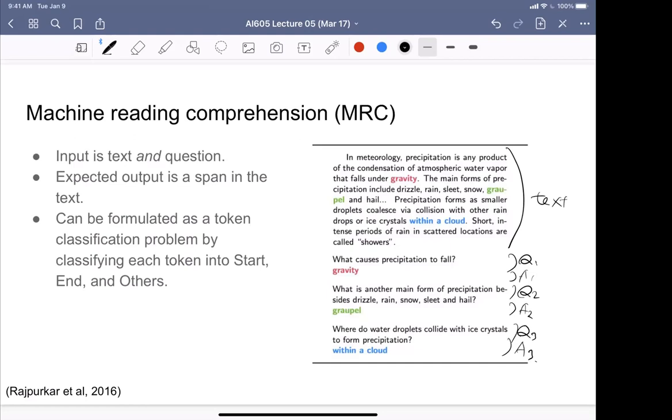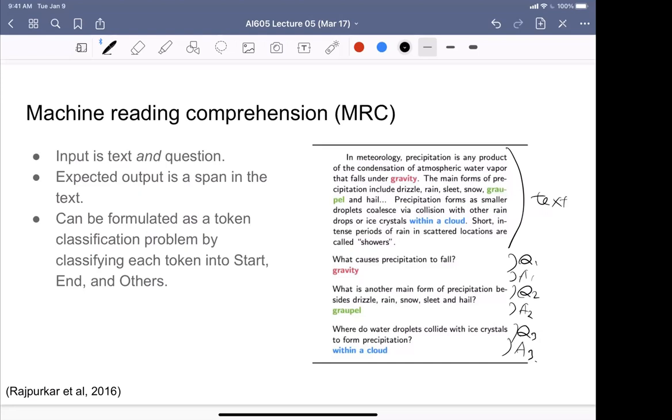I don't know how to pronounce that. And lastly, where do water droplets collide with ice crystals to form precipitation? And you also see that it's within a cloud. So it's a bit different from NER, but it's not too different, right? Because similar to NER, you need to find a span in the text. So you will need to categorize each token, whether it belongs to an answer or not. So you can approach it in a similar way.